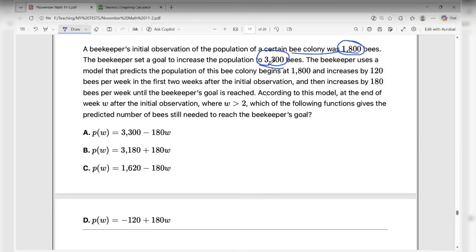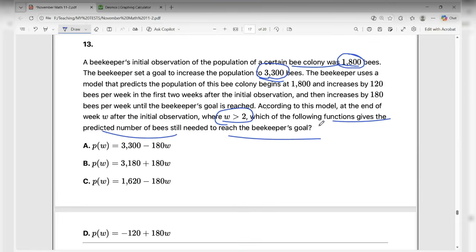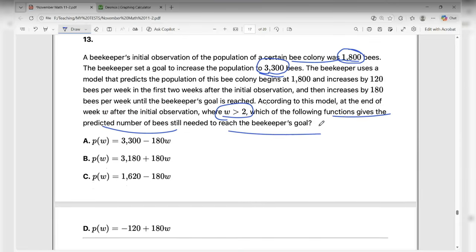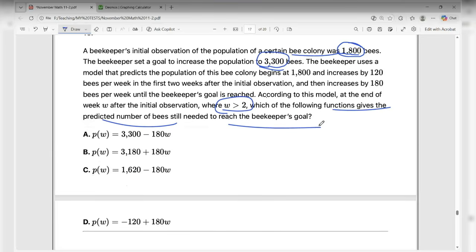According to this model, at the end of the week W, after initial observation, where W is greater than 2, the following function gives the predicted number of bees still needed to reach the beekeeper's goal. Okay, first of all, guys, I will be explaining the hand method.